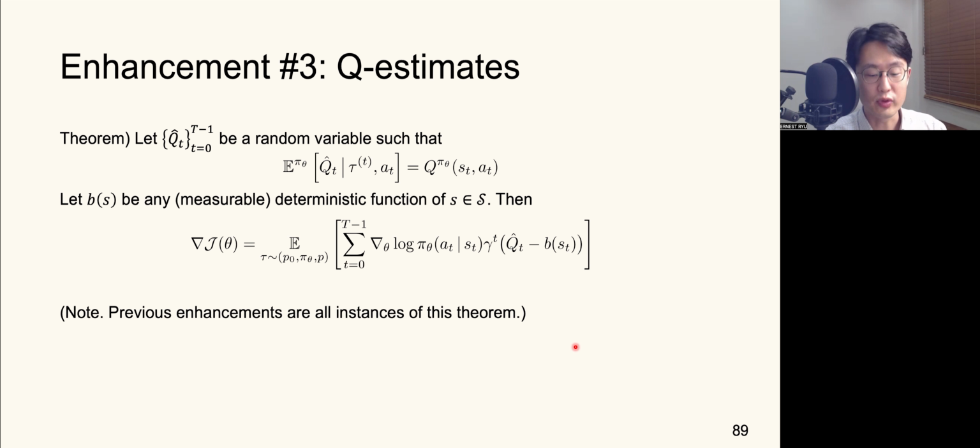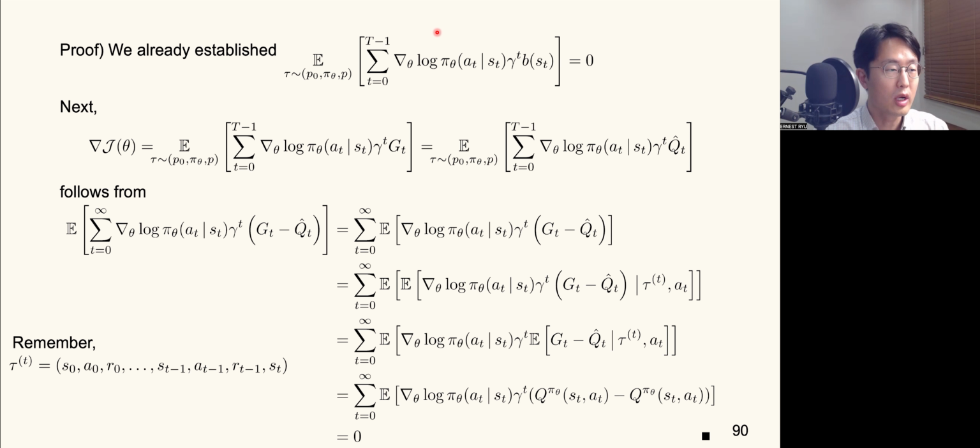Okay, so first let's prove this. We've already established that the baseline function contributes nothing, so that's fine. What we need to show is that grad of J is this thing: the expectation of grad log pi times gamma to the power t times gt. This equality we've already established. So now we need to establish this equality where, instead of gt, we have this q hat quantity. How do we show this equality? What I'm going to do is subtract them and show that the difference comes out to be equal to 0.